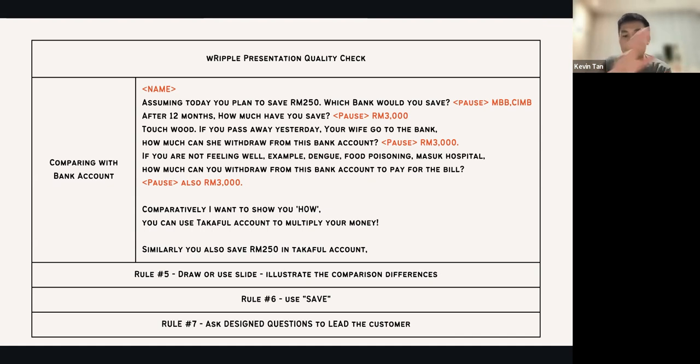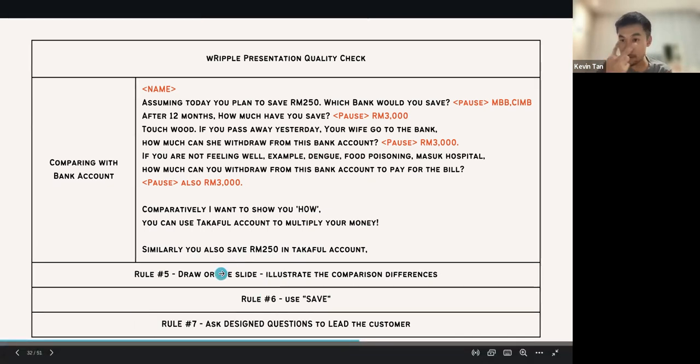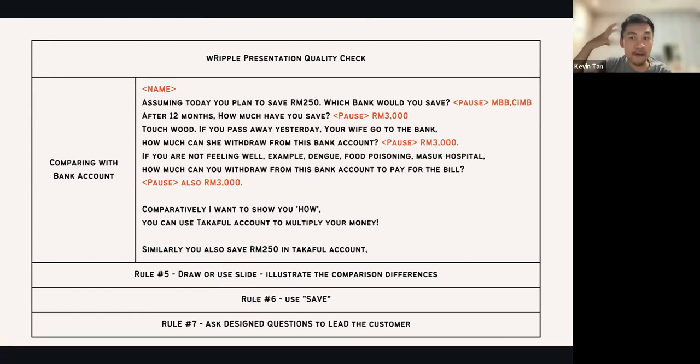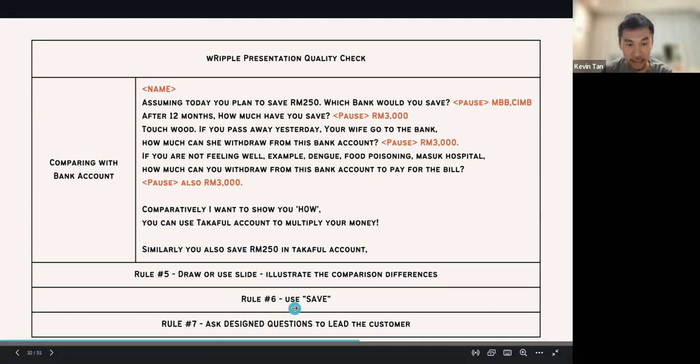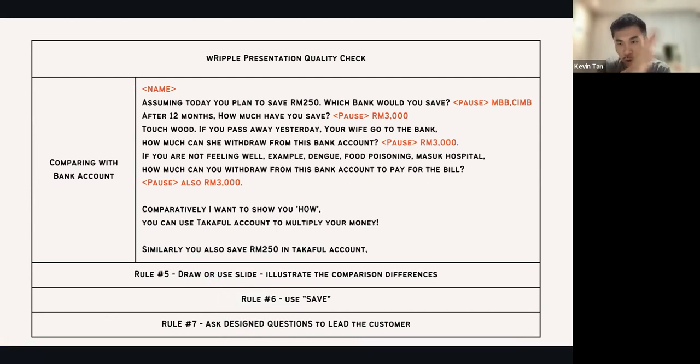Okay. So you illustrate the difference. Number 5, because people like to see. Number 6, use the word save. Open account and then save. So people feel positive. Oh, open account, save. The chances people want it are better. And then number 7, ask the design question to lead the customer to follow you.